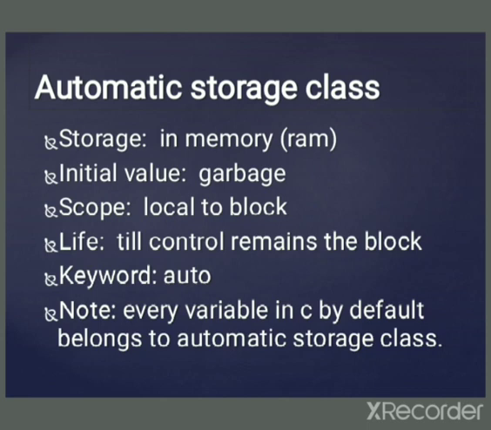First, the automatic storage class. Storage is in memory or RAM. Initial value is garbage. Scope is local to the block. Life lasts as long as control remains in the block. The keyword used to declare the automatic storage class is auto. Note that every variable in C by default belongs to the automatic storage class.